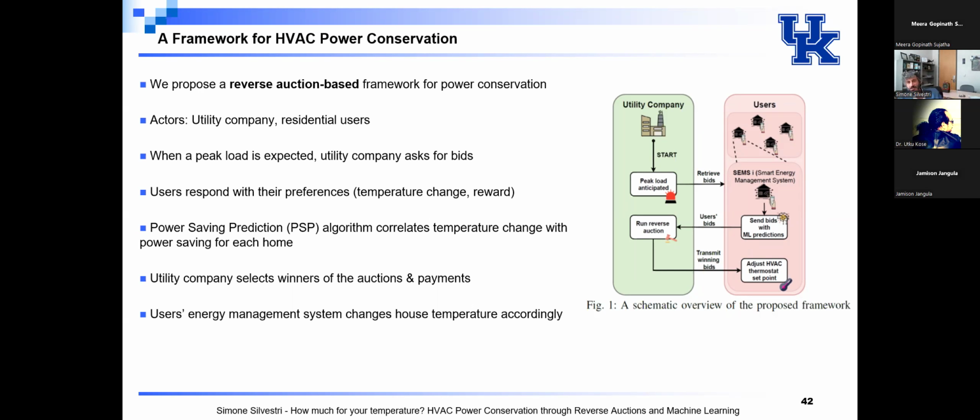Let's assume it's summer, so it's hot and you want to reduce the setting of the air conditioner. How much do you want for 2 degrees, for 3 degrees, etc.? Users say, okay, maybe for 1 degree, I want $1, for 2 degrees, I want $3, and so on.